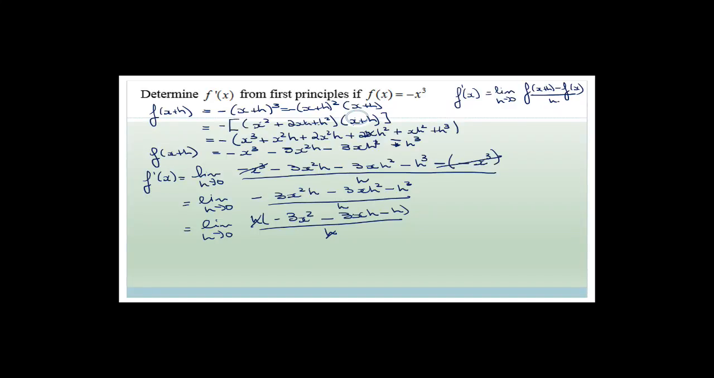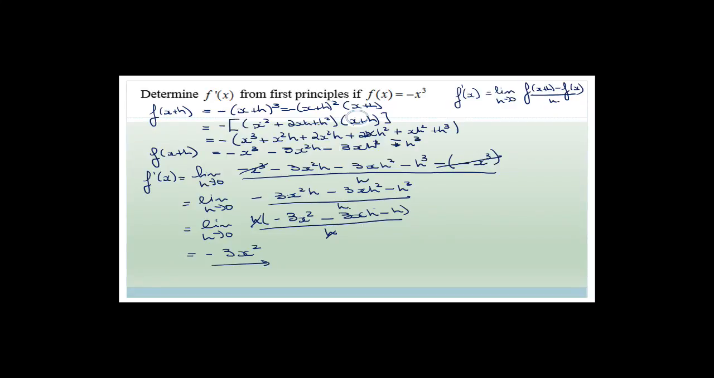We're going to say, right, what does this become if h tends to 0? In other words, what's going to happen if h gets so small that effectively it is 0? What we can do is then this is going to go away because 3x times 0 is just 0, and this is 0. So we're left with minus 3x squared, and that is our final answer.